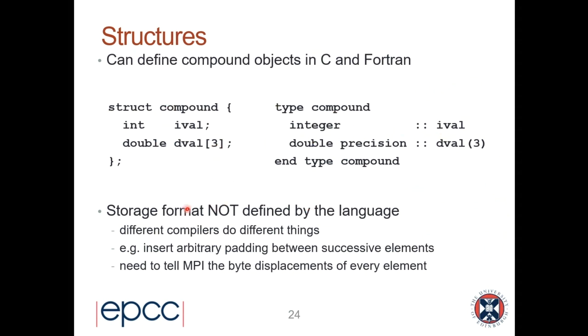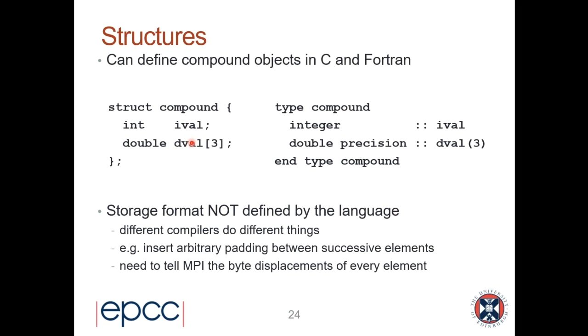The difficulty is the exact storage format of this object is not defined by the language. Different compilers do different things. And a compiler is allowed to insert arbitrary padding between successive elements. So what most C compilers will do is insert 4 bytes of padding here so that this double precision value sits on a nice 8-byte boundary. So the size of this structure will be 32 bytes, not 28 bytes, although it only contains an integer and three doubles. So this is a problem, because how can MPI know what your compiler has done when it's a pre-compiled library?